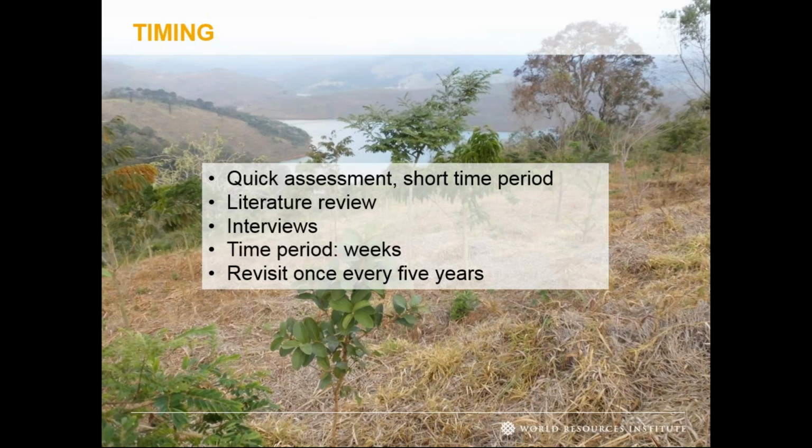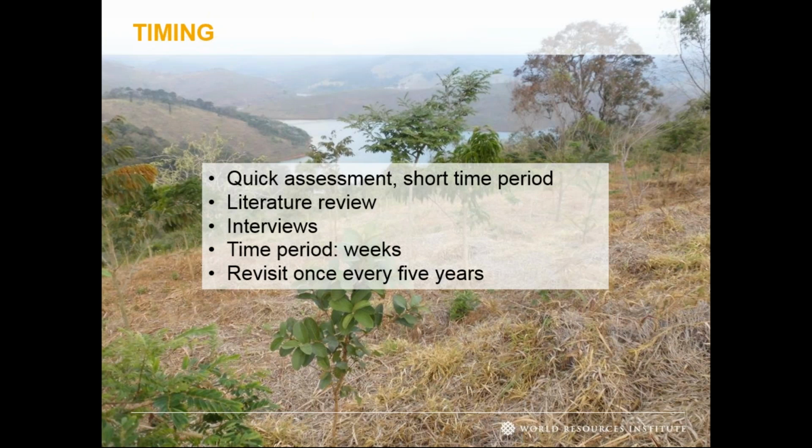So moving to think about timing, how long does this take? The diagnostic is designed to be conducted quickly and over a short time period. The more time the user spends conducting the diagnostic, the more detailed the analysis and assessment can be. But via a quick literature review and consultations with people with the appropriate knowledge, it is possible to complete a diagnostic in a matter of a few dedicated weeks.